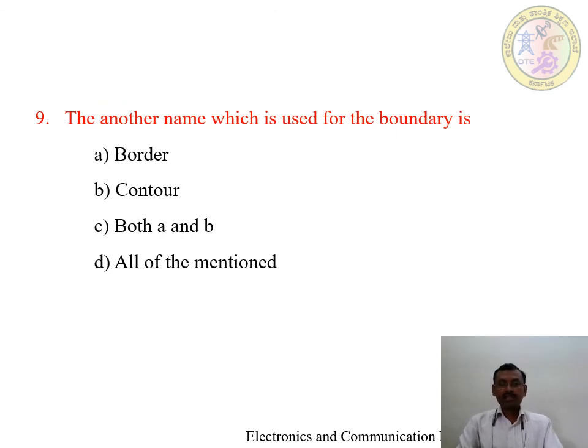Ninth question. Another name which is used for the boundary is option A, border, option B, contour, option C, both A and B, option D, all of the mentioned. The right answer is option C, that is border as well as contour.